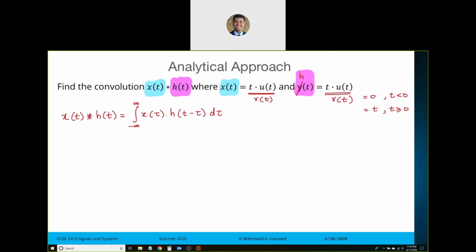All right, let's see. What is x of tau? x of tau is simply tau.